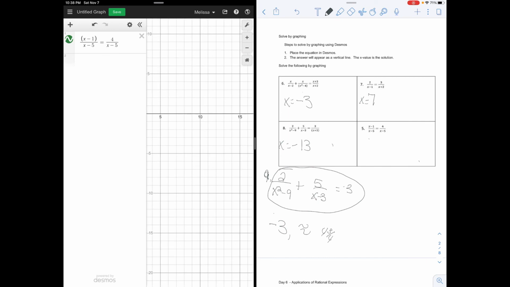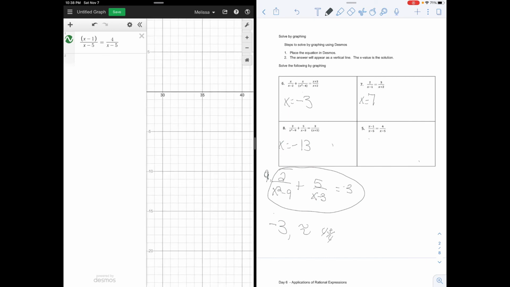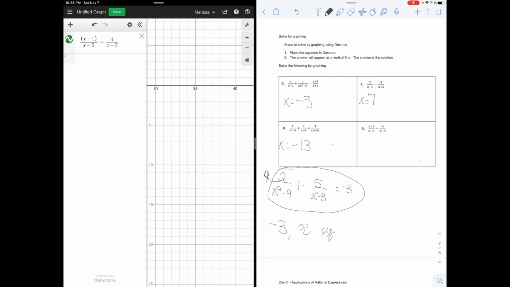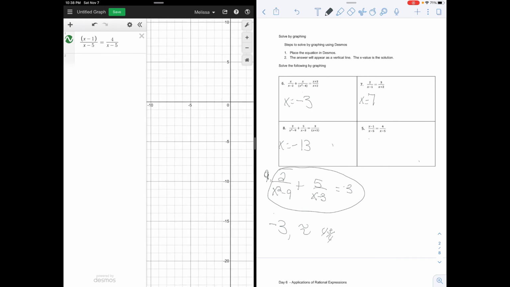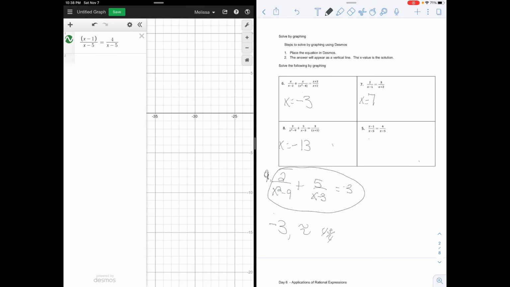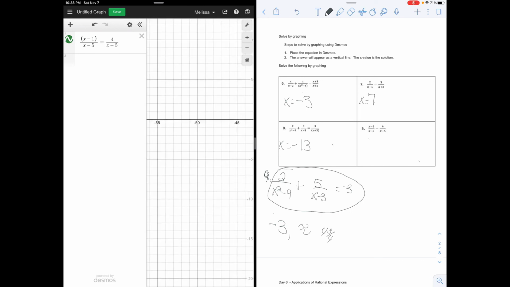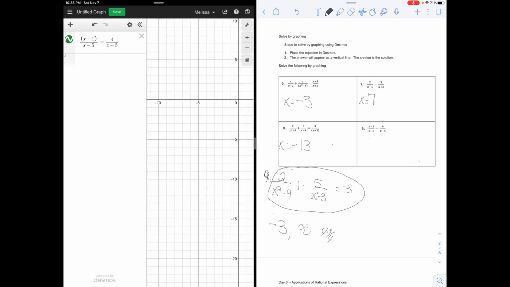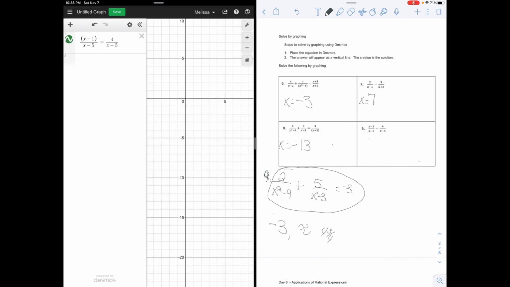Now, I'm just going to scroll over to see if I see my vertical line. No vertical line anywhere in sight. Let me scroll the other way to see if I see a vertical line. I'm in the negatives. I still see no vertical line. So for something like this, when we have no vertical line, then we want to say that the answer is no solution, because it never crosses, doesn't produce a vertical line.